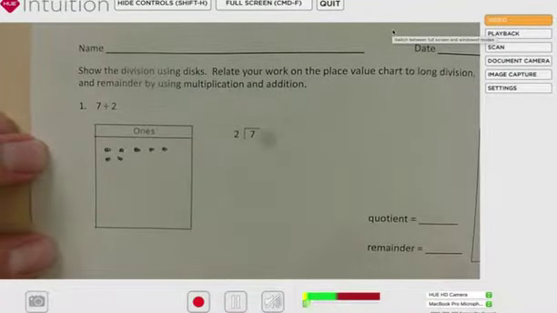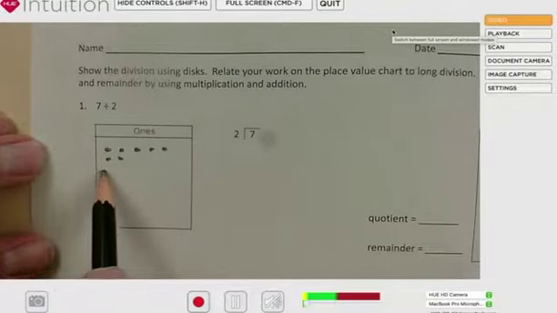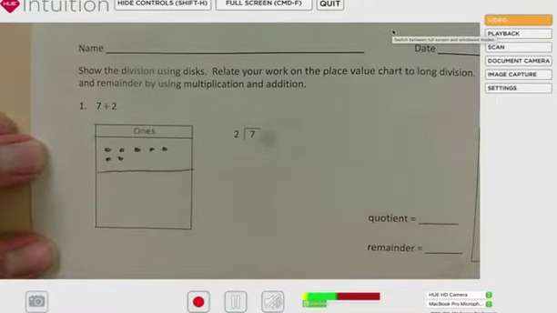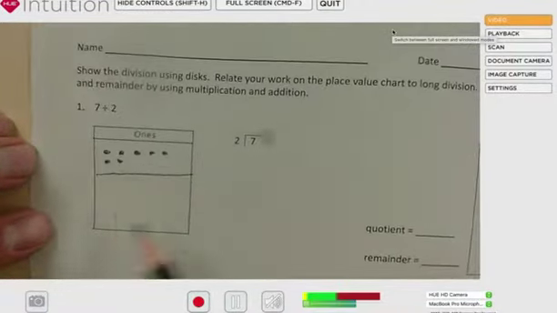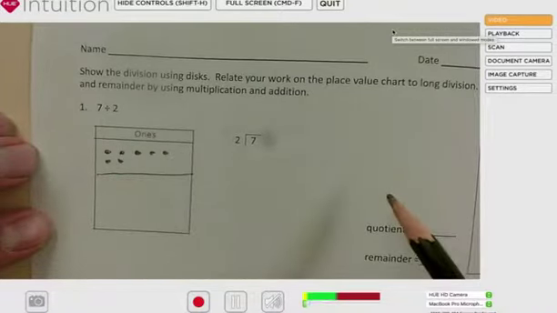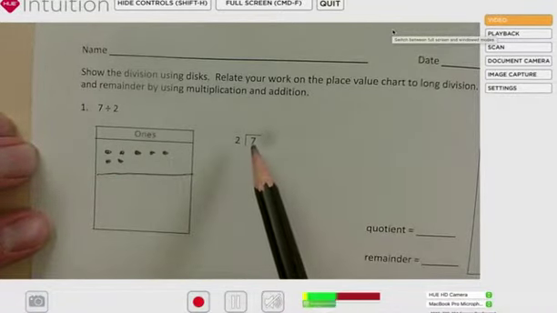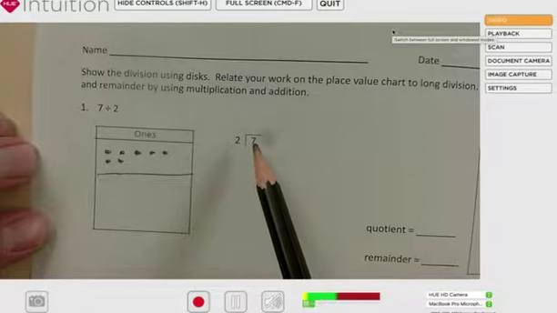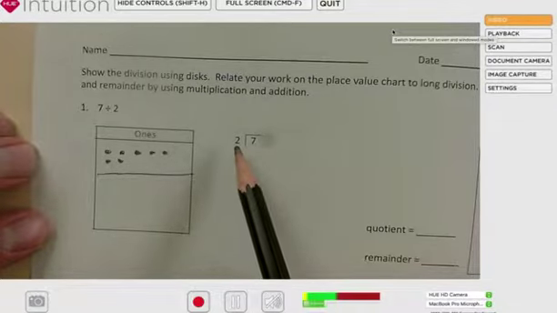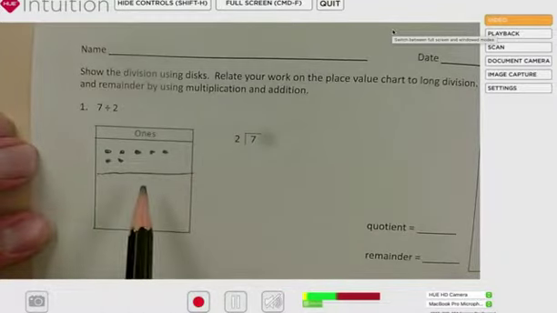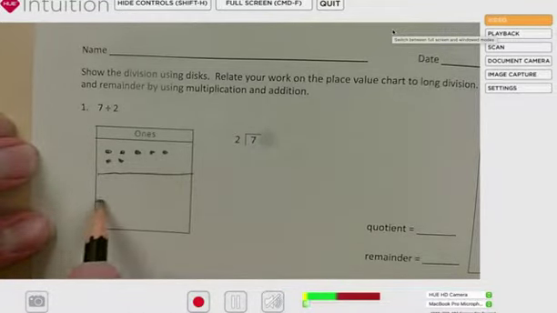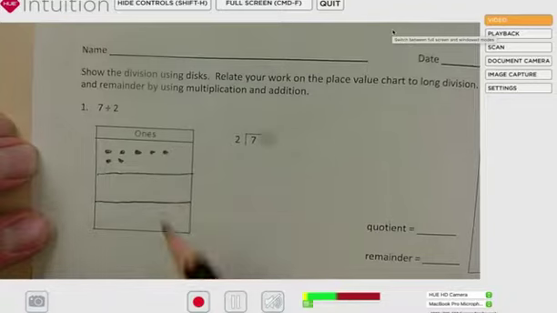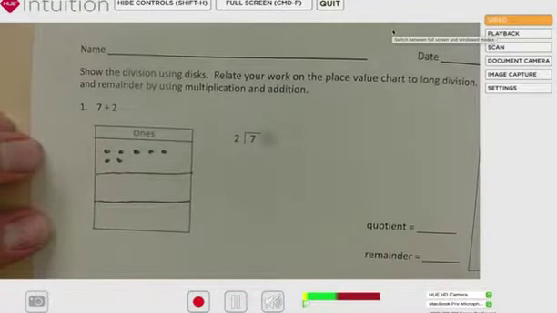And then we are going to draw a line underneath it, okay? Because underneath this is going to be our groups. Now, this is the number that's going to be divided, and this is how many groups we have, 2. So this bottom part, underneath the dots, we're going to make 2 groups. 1, 2. Go ahead and do that now.